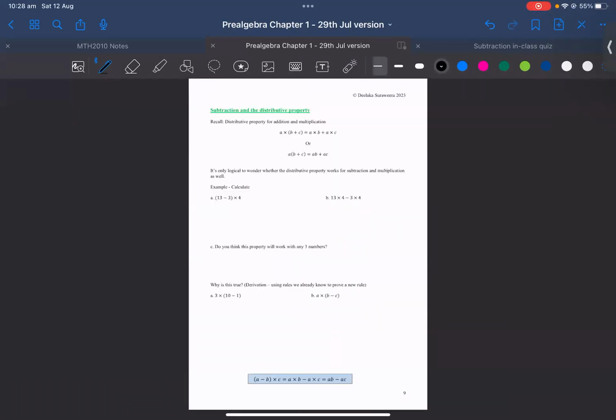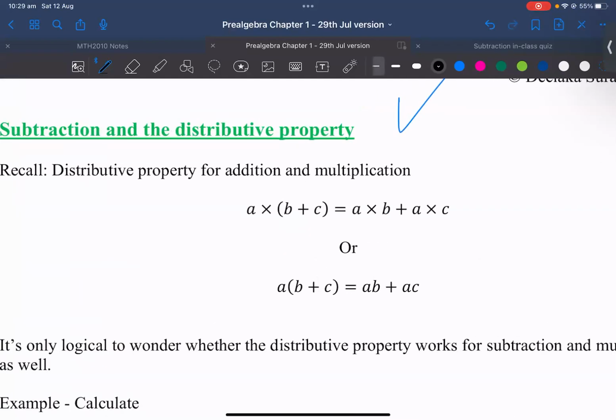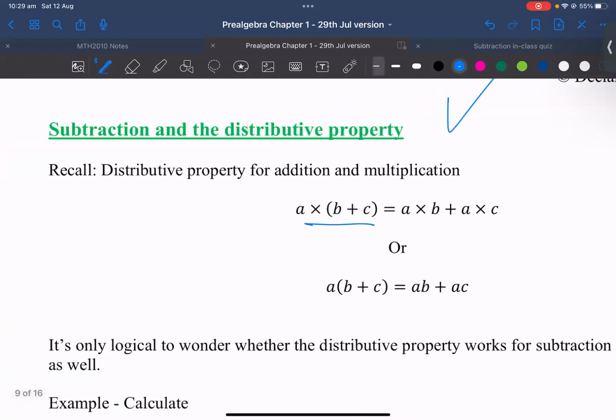All right, so now we'll move on to the next concept, which is subtraction and the distributive property. Before we do this topic, I want to talk about the distributive property for addition and multiplication. We did this a little while back. If you have a times (b plus c), it becomes a times b plus a times c. Remember that property from the second week? You need to remember that one.